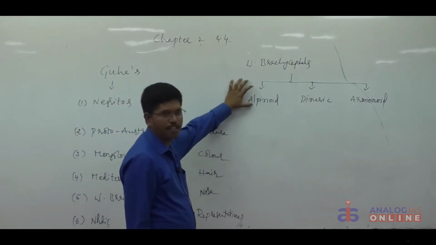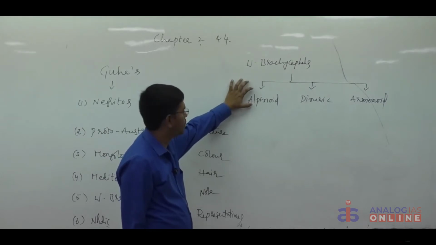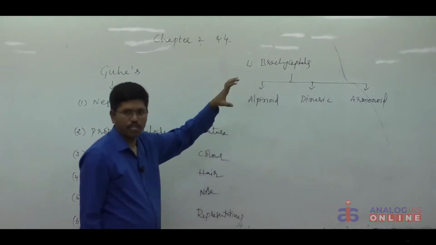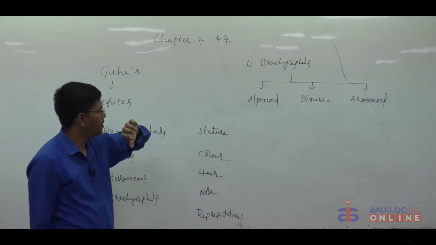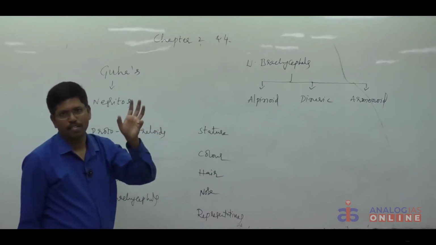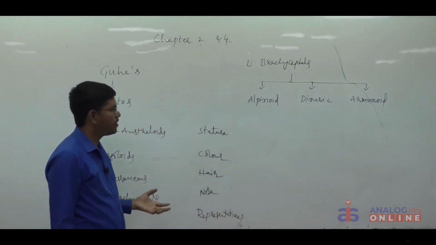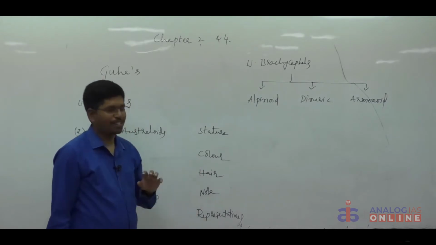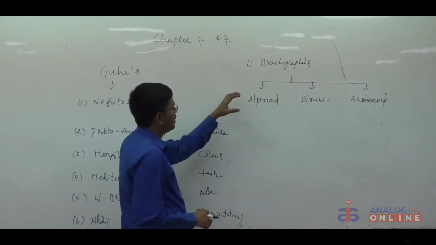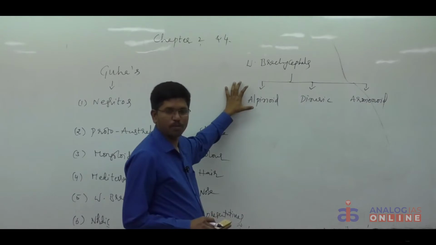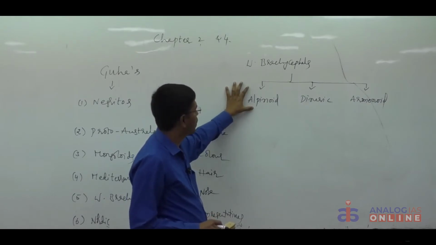Alpinoid, the name itself indicates an Alps environment. Certain people were settled in the Alps environment. In due course of time, they migrated from that place to different parts of the world. In those parts, India is one part. Here, because of the mountain environment, that means a cold environment, is there.